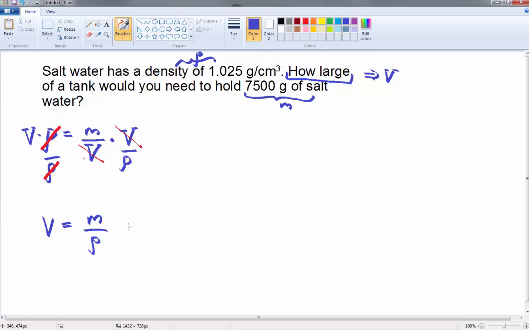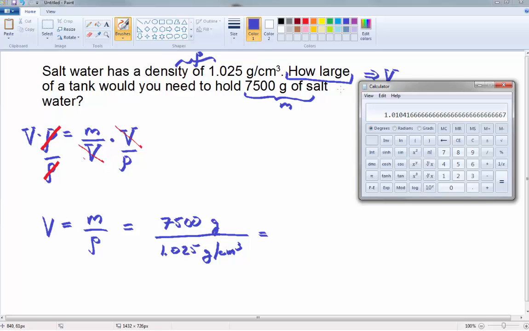by the density. So that means that you have 7,500 grams of salt, you're dividing by 1.025 grams per cubic centimeter. And so what you end up getting here is that you have a need for a calculator. So 7,500 divided by 1.025 gives us 7,317.